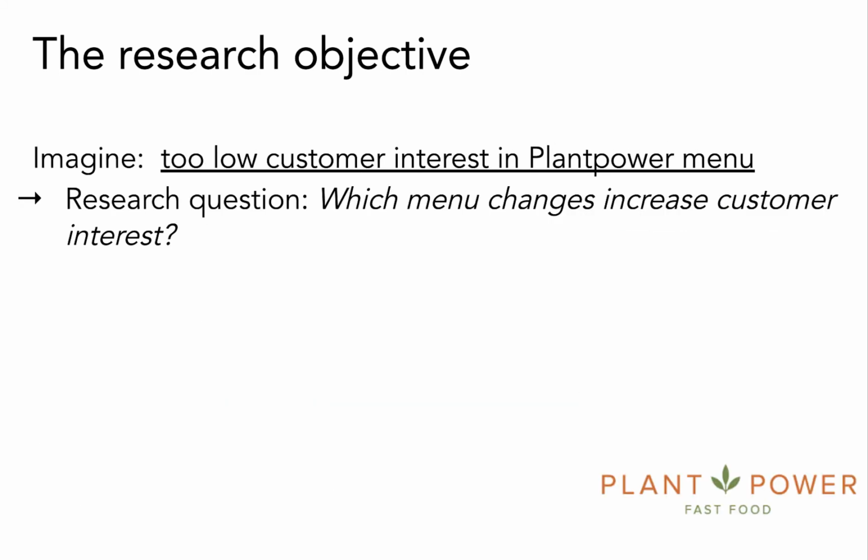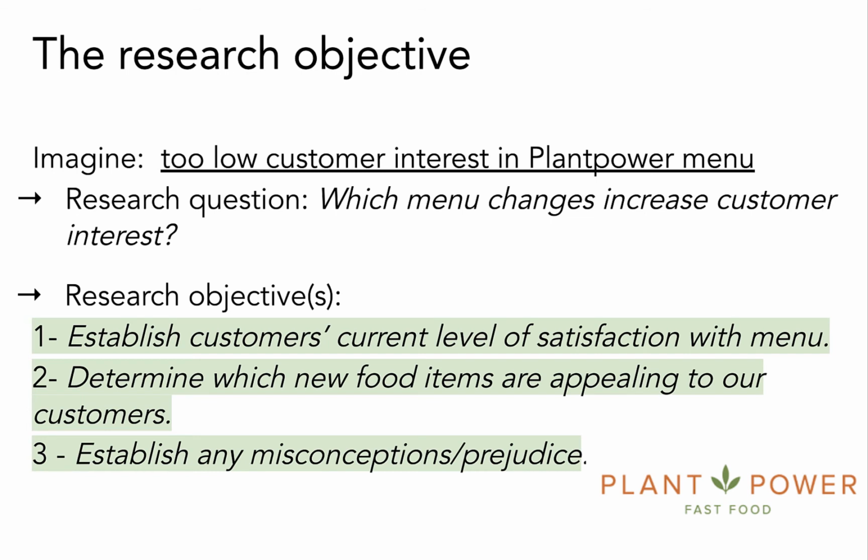Here's an example. Imagine there's too low customer interest in the plant power menu. So a resulting research question could be, which menu changes increase customer interest? Now, research objectives stemming from this research question could be the following. And by the way, at any point, if you want to pause the video and try to think for yourself, that'll be very helpful as you will be applying this as well this semester. But here's some potential research objectives.